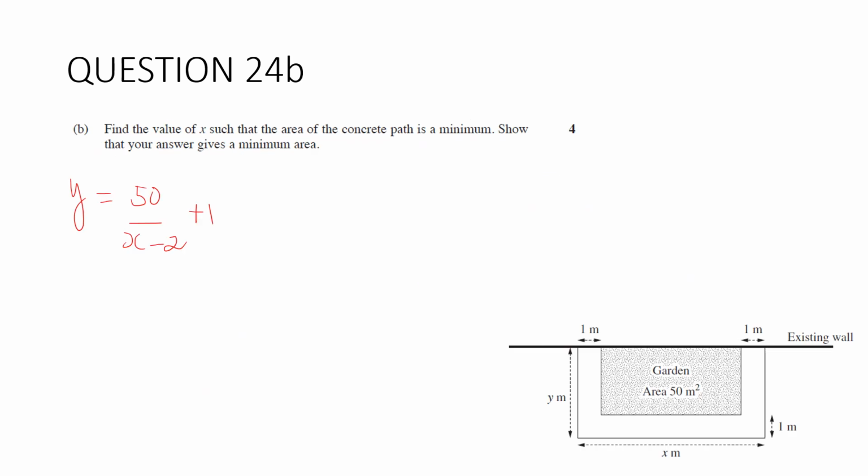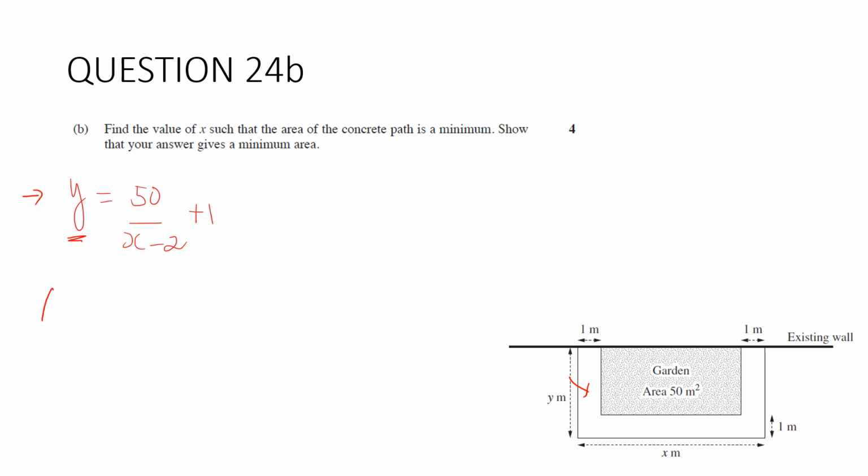Part B, find the value of x such that the area of the concrete path is a minimum. Show that your answer gives a minimum area. Now I reckon a lot of students would have differentiated this and they would have ended up with an impossible equation. We're not asked to minimize y, we're asked to minimize the area of the concrete path, so we actually need an equation for that.